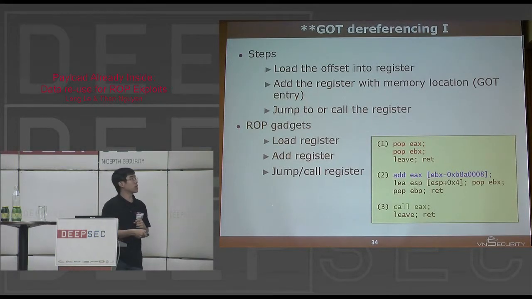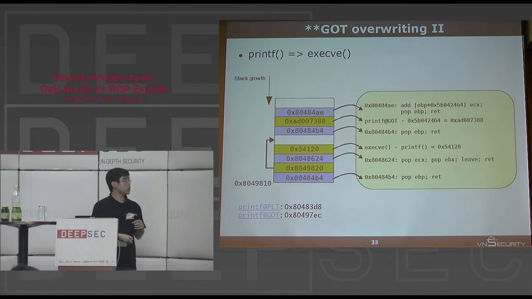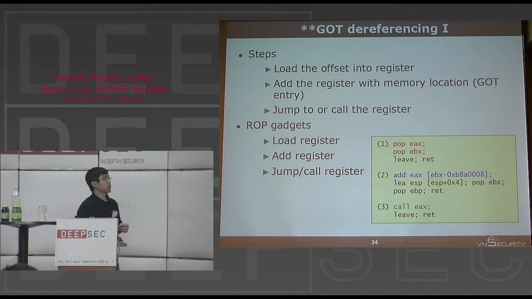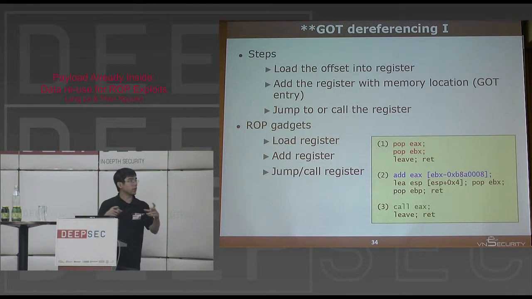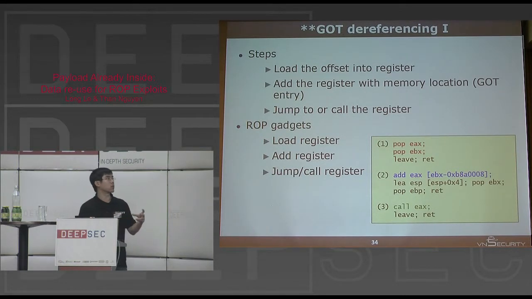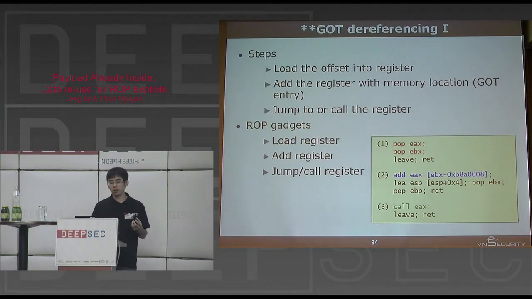And the other way to do that is GOT dereferencing. So in the GOT overwriting in the previous slide, we overwrite the entry of printf to execve. In case we don't want to do that, we can resolve dynamically and just jump to that location. So the steps could be like: load the offset, which is, let's say, between system or execve and printf, into the register. Add that register with the memory location of the printf GOT entry. Then once you have that value, you can just jump or call that register.